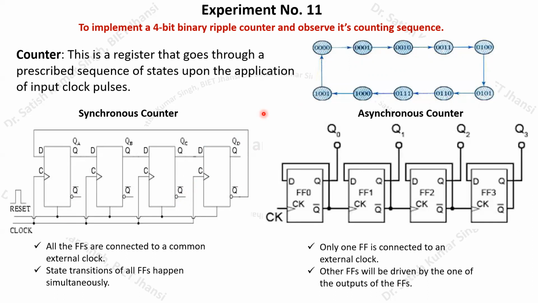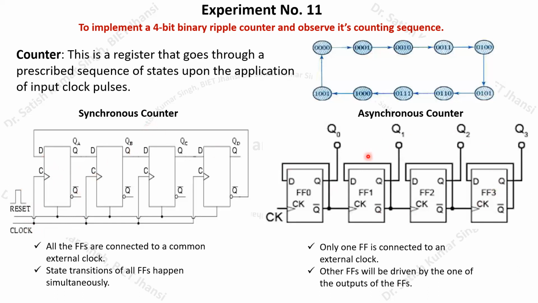Now we have to see that counters can be synchronous counters or asynchronous counters. So what does a synchronous counter mean? Considering this example, in this particular circuit you can see all the flip-flops have a common clock input. Whenever you apply the same clock pulse to each and every flip-flop, if the flip-flops' clock inputs are connected to the same clock pulse, then it is called a synchronous circuit or synchronous counter.